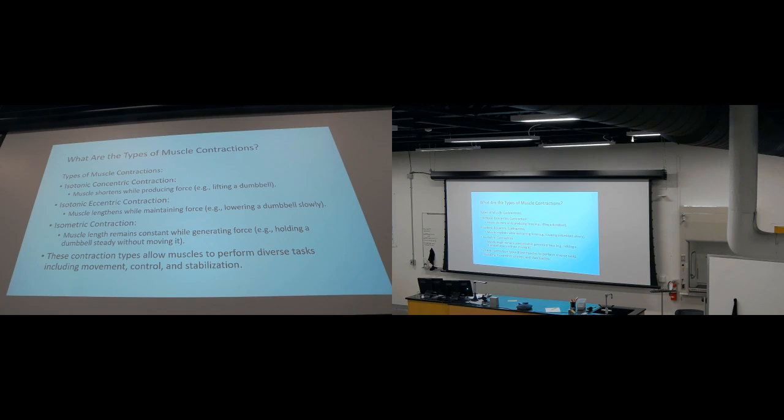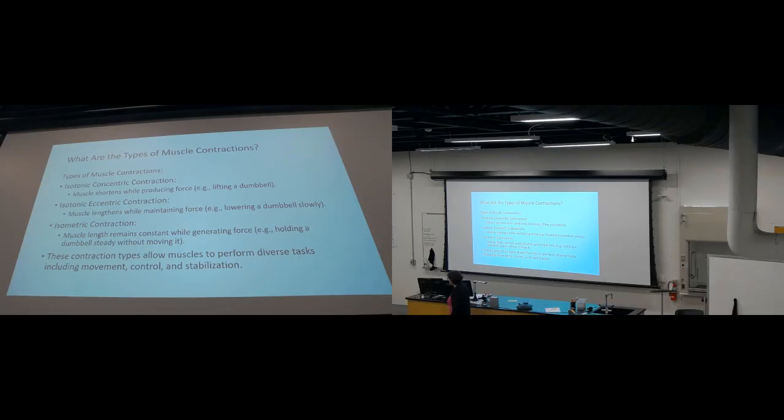Now the differences between the contractions of the muscles. In isotonic concentric, the muscle shortens while producing force, like lifting a dumbbell. In eccentric, your muscle lengthens while maintaining the force. It's like the opposite of lifting the dumbbell: lowering the dumbbell. And then in isometric, your muscle length remains the same while the tension increases, like holding the dumbbell steady without moving it.